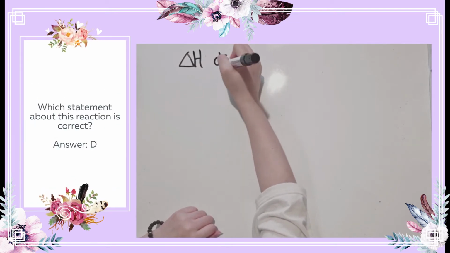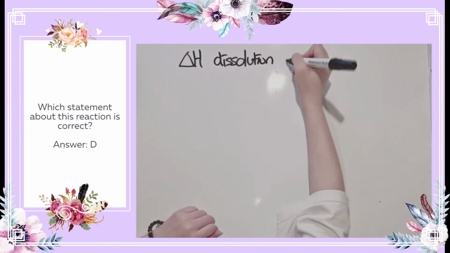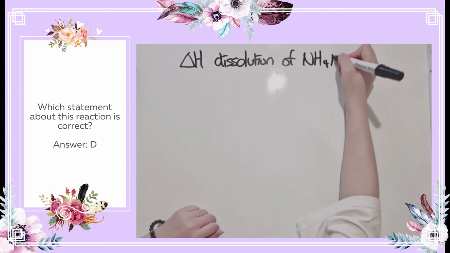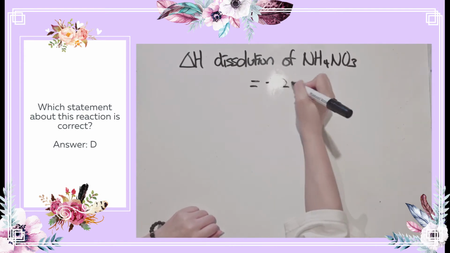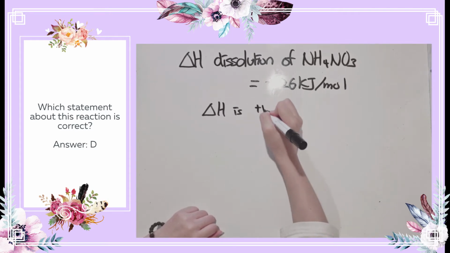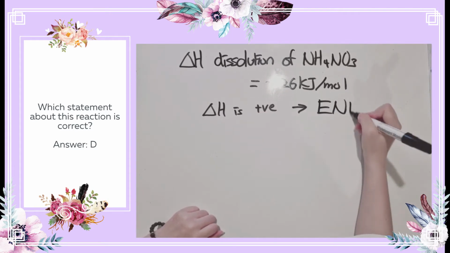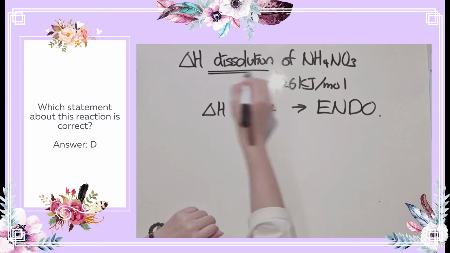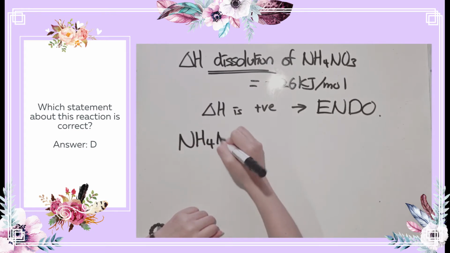Which statement about this reaction is correct? So we're given that delta H for the dissolution of ammonium nitrate is positive 26 kilojoules per mole. As delta H is positive, we now know that this reaction is endothermic.